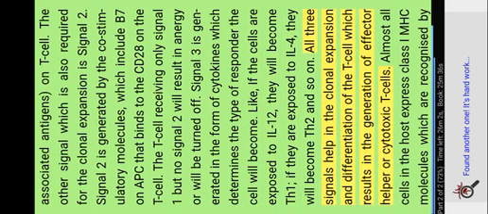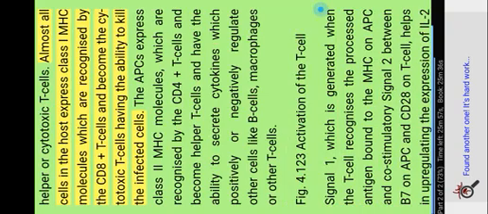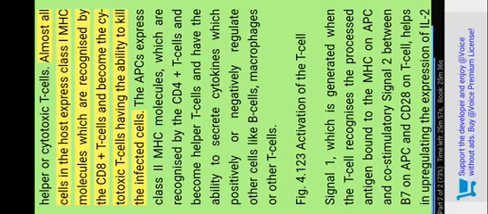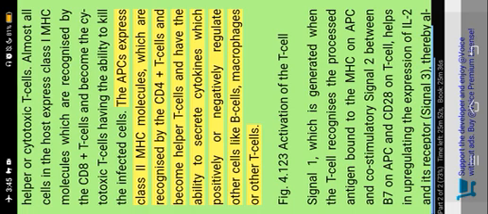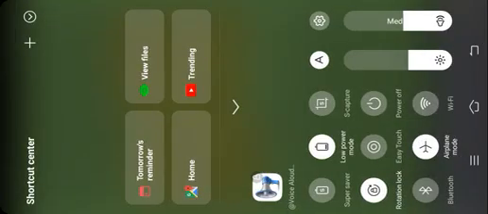All three signals help in the clonal expansion and differentiation of the T cell, which results in the generation of effector helper or cytotoxic T cells. Almost all cells in the host express class 1 MHC molecules, which are recognized by the CD8+ T cells and become the cytotoxic T cells having the ability to kill the infected cells. The APCs express class 2 MHC molecules, which are recognized by the CD4+ T cells and become helper T cells and have the ability to secrete cytokines which positively or negatively regulate other cells like B cells, macrophages or other T cells. Figure 4.123: Activation of the T cell.